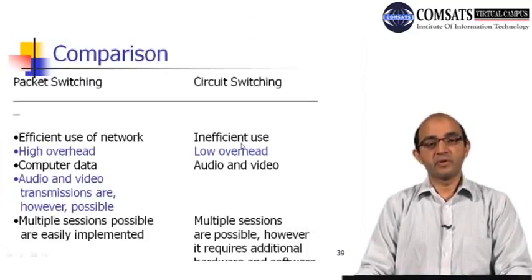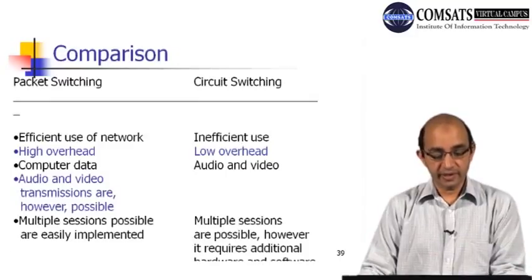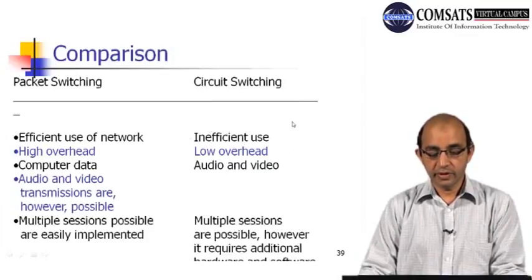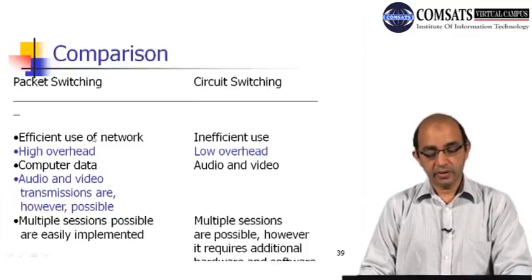So here we have the comparison of packet switching and circuit switching. Packet switching is an efficient use of the network. Circuit switching is an inefficient use of the network, because we need to have a dedicated link between two endpoints, two stations. Then we will have the communication, but maybe the link that is dedicated is not being used fully, right? So it's an inefficient use of the link.